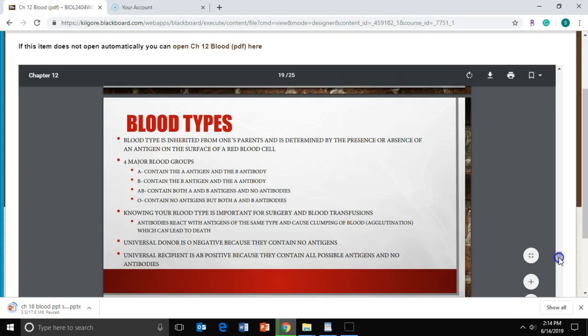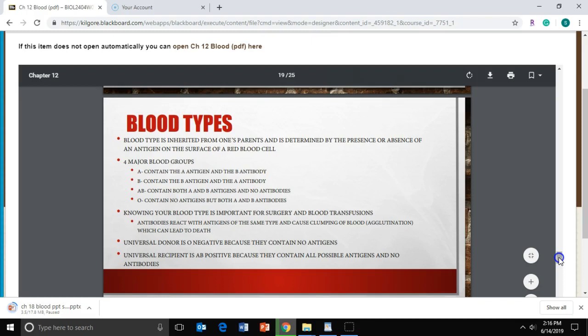Blood type is inherited, and it's due to the presence or absence of antigens on the surface of red blood cells. There are 4 major blood groups: A, B, AB, and O. All of these are named for the antigens on the surface of the cell. So if you know what antigens you have, you know what your blood type is. If you look next to that, you'll see the word antibody. Notice on the first one, if you have A blood, you have B antibodies. You never have antibodies that are the same as the antigen on the surface of the cell.